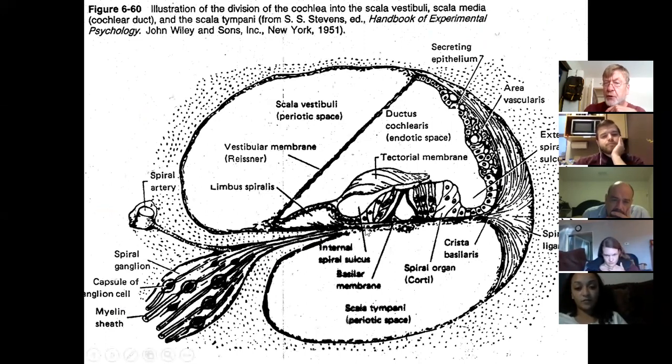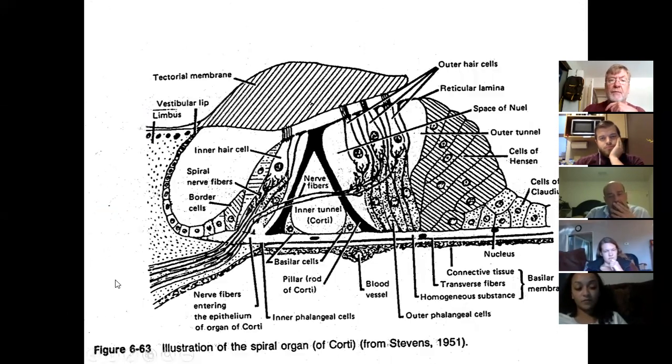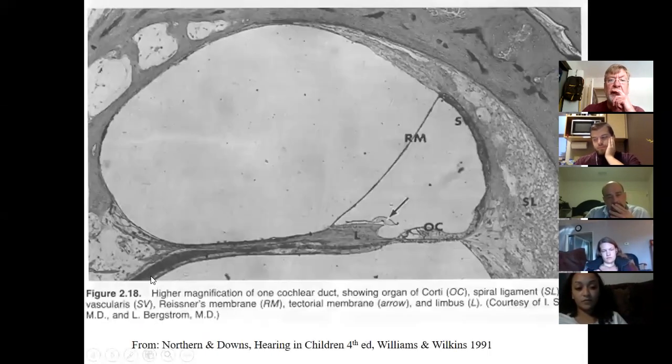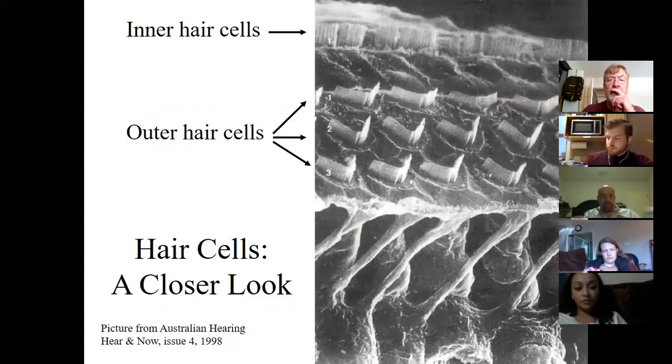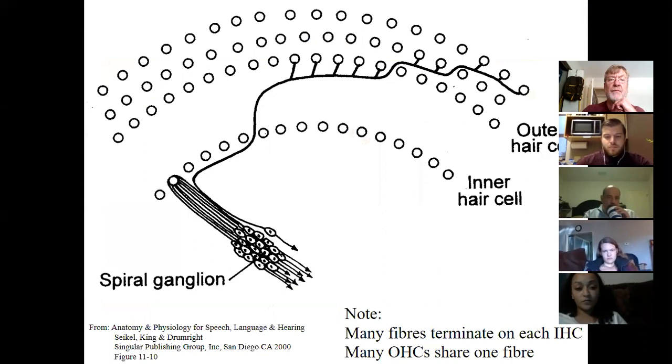Nerve fibers go to the hair cells, the cell bodies, and then the nerve continues on to the brain. Spiral ganglia. They don't show the ganglia here. They just don't show it. Okay, now go to where we're talking about. Spiral ganglia. Eighth nerve fibers. Look at how many terminate on each inner hair cell. These are inner hair cells.